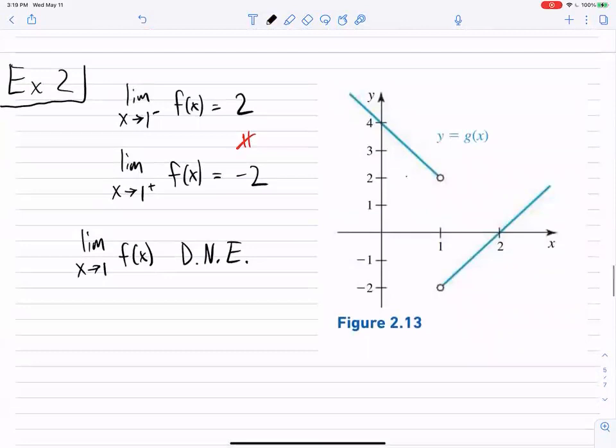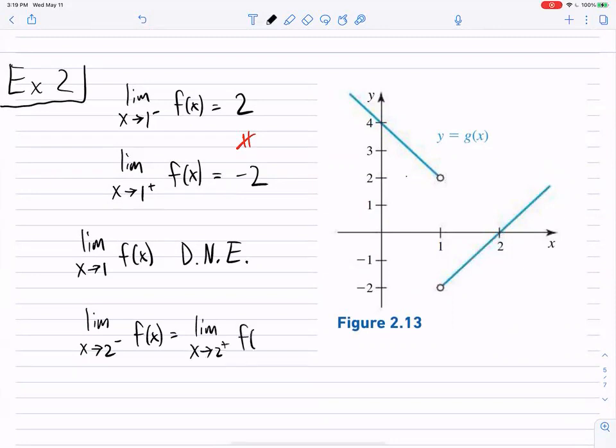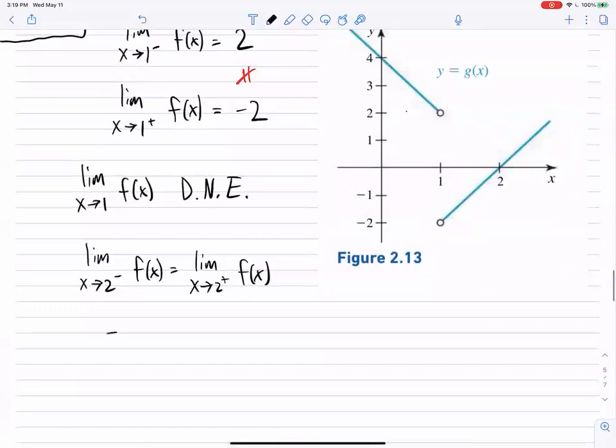We could do another example. We could do the one-sided limit as x approaches 2 from the left. And you'll notice that if we approach 2 from the left, or numbers smaller than it, we're getting to 0. If we approach it from the right, we're getting to 0, and it's the same thing. And so this is equal to the limit as x approaches 2 from the right, which is equal to the limit as x approaches 2 of f of x, which is equal to f of 2, which is equal to 0.